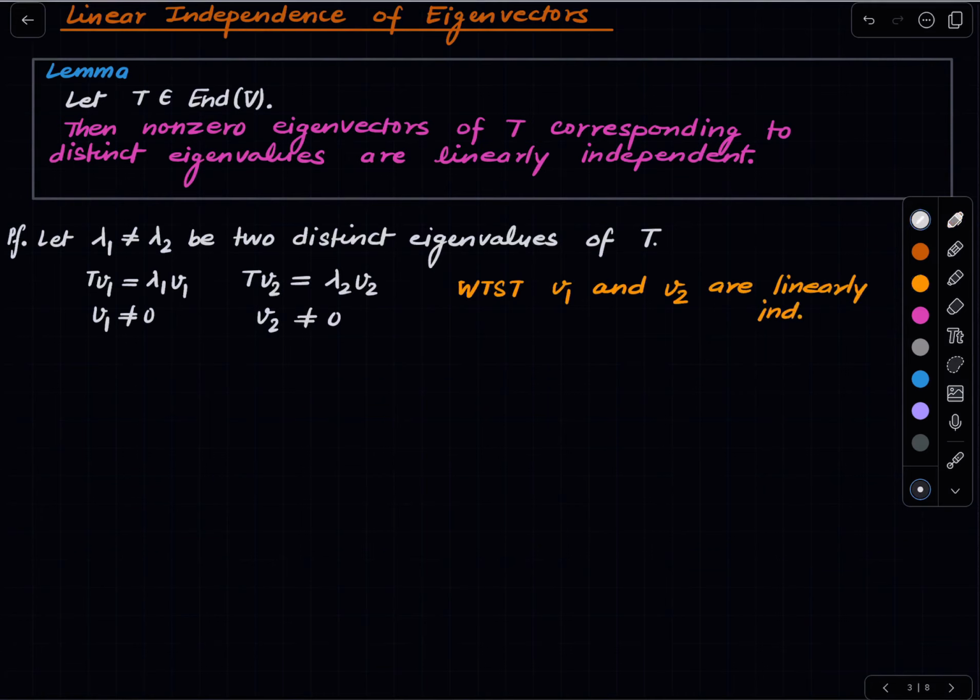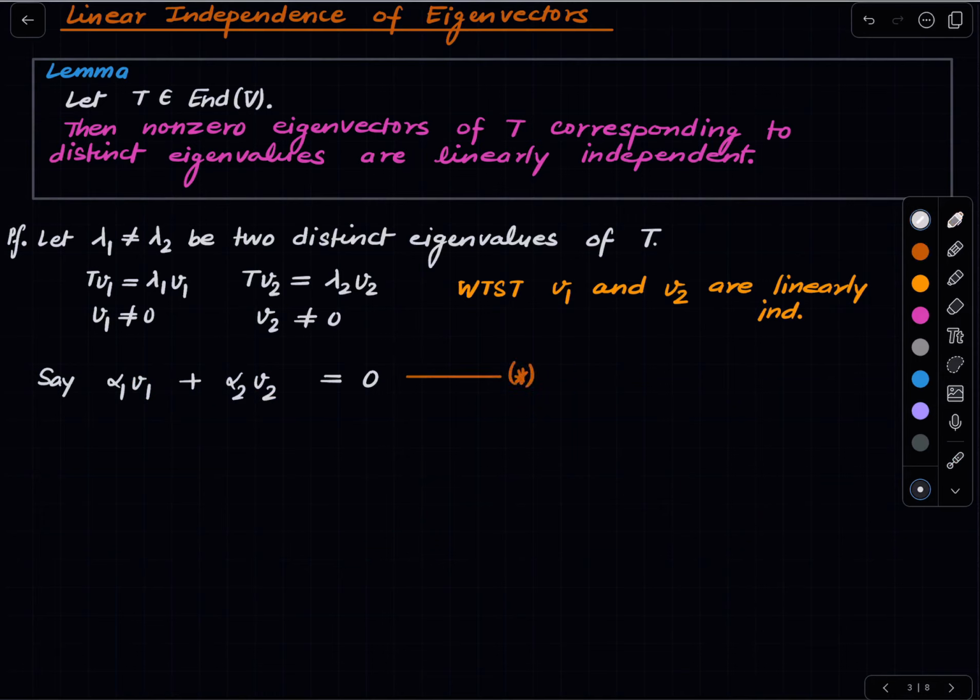So let's see why. Suppose, or even let us not go by contradiction, say alpha 1 V1 plus alpha 2 V2 equals 0 for some scalars alpha 1 and alpha 2. If we end up showing that both alpha 1 and alpha 2 are 0, then we will have shown that V1 and V2 are linearly independent. So fine, we have this equation. Let us label it star.